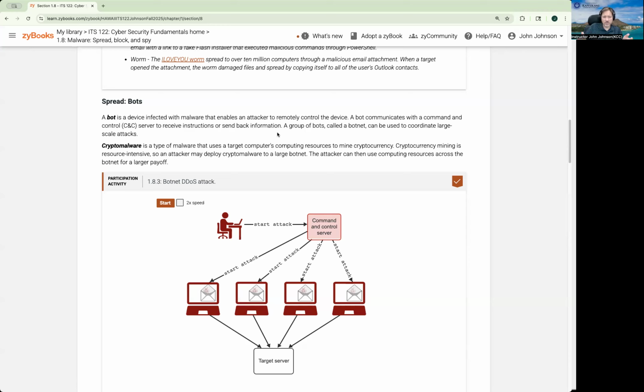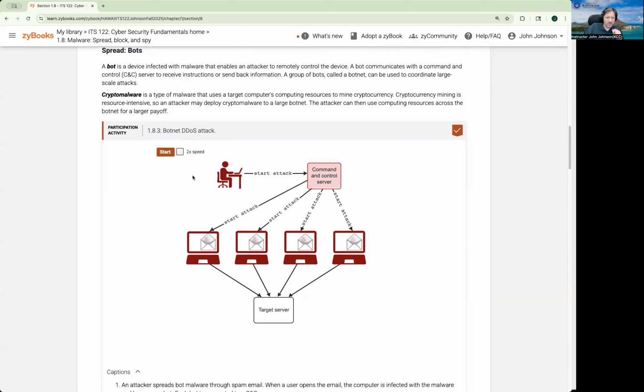It's really resource intensive. So an attacker may deploy the crypto malware to a large botnet so that it can increase its profits that way. The attacker can then use the computing resources across the entire botnet for a larger payoff, and he's not going to have to pay for the extra electricity or the wear and tear on all the computers. So yeah, when I look at the scope of things that are bad, yes, that's bad, but it's less bad than some of the other things I've seen, but it's still highly illegal. So keep that in mind.